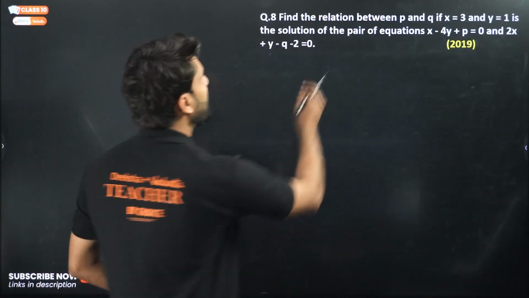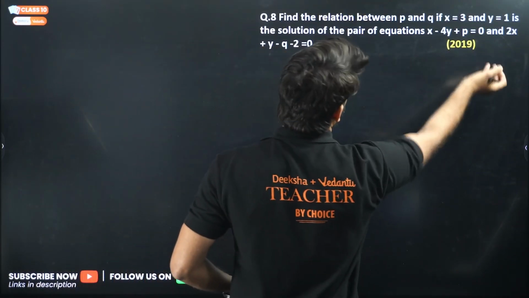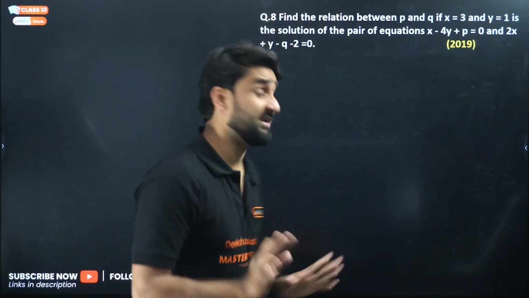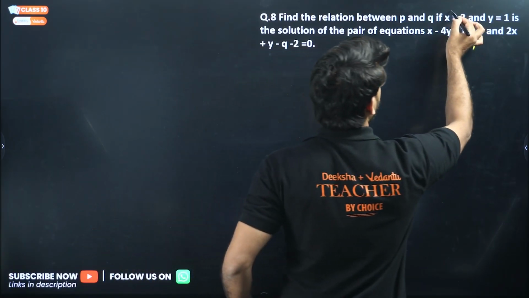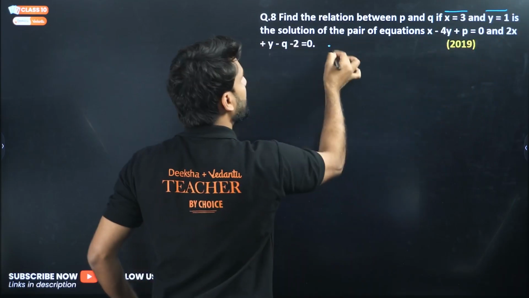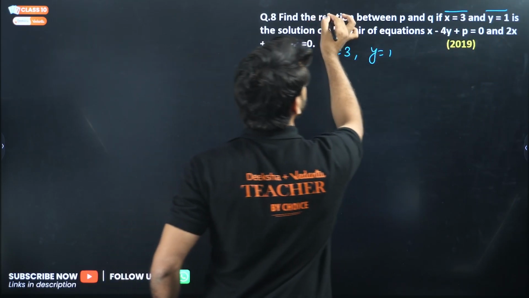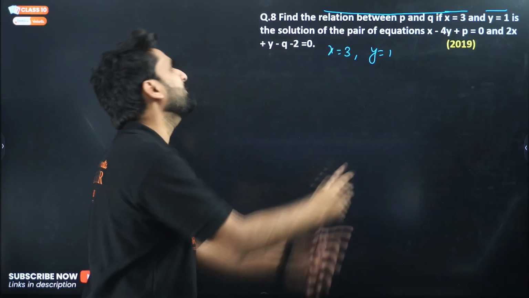Question number 8. Find the relationship between P and Q. Oh wow, very easy question. And this was already asked in the year 2019. Very easy. The values of x and y are already given. x is 3 and y is 1. We have to find the relationship between P and Q. So find P and Q first.